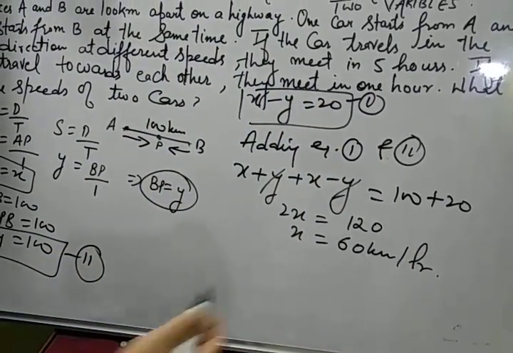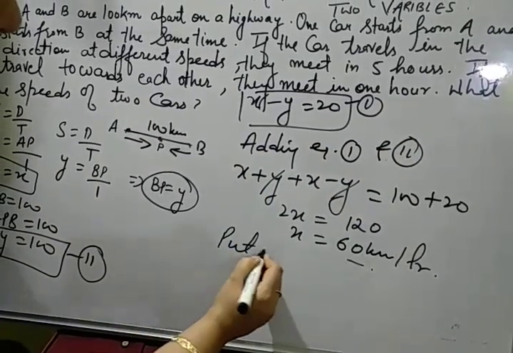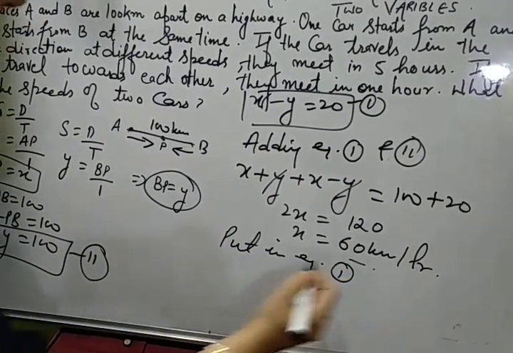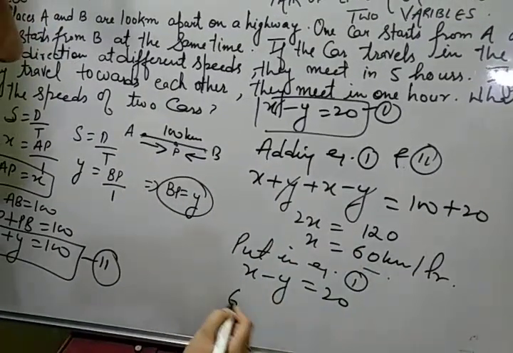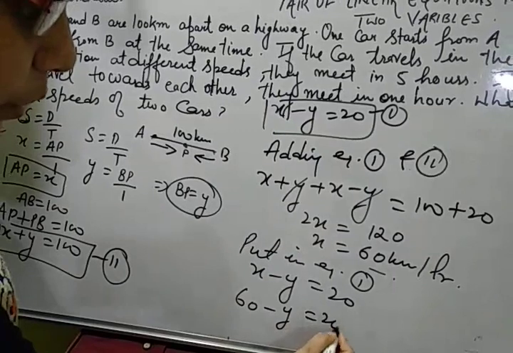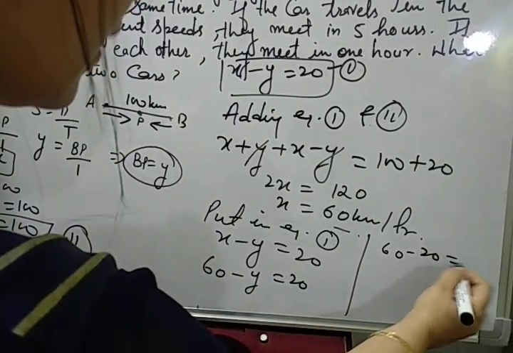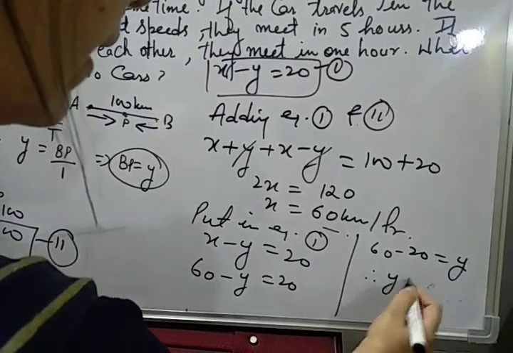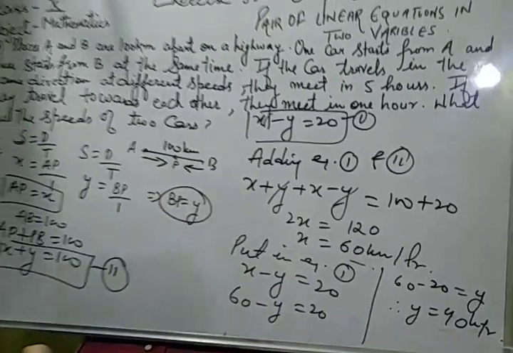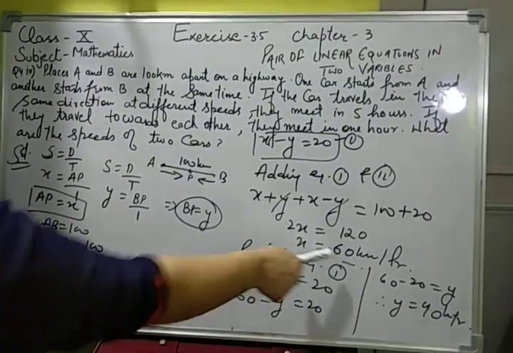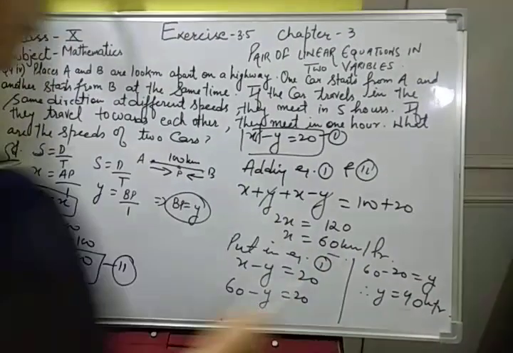Right? Now put the value of x in any of the equations. Put in equation number 1, that is x minus y is equal to 20. x is here 60, so 60 minus y is equal to 20. 60 minus 20 is equal to y. Therefore, y is equal to 40 km per hour. It means the speed of car A is 60 km per hour and the speed of car B is 40 km per hour.